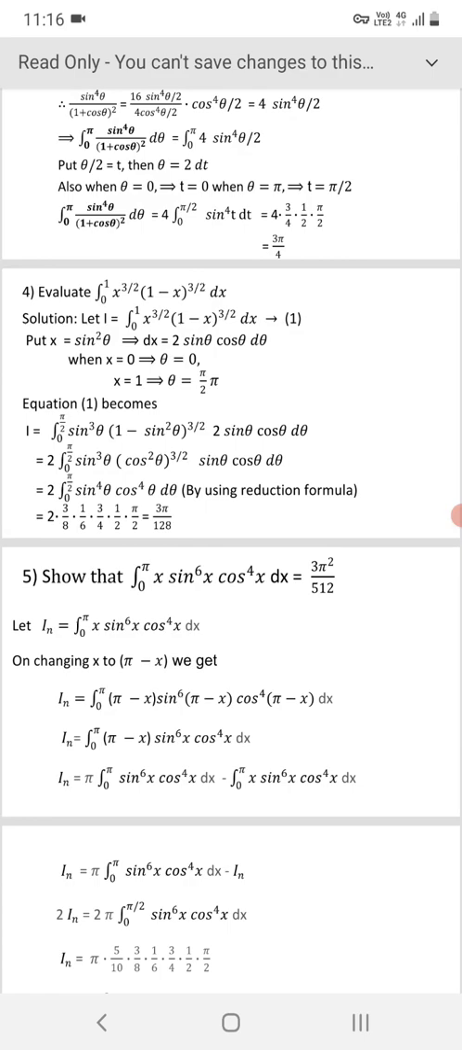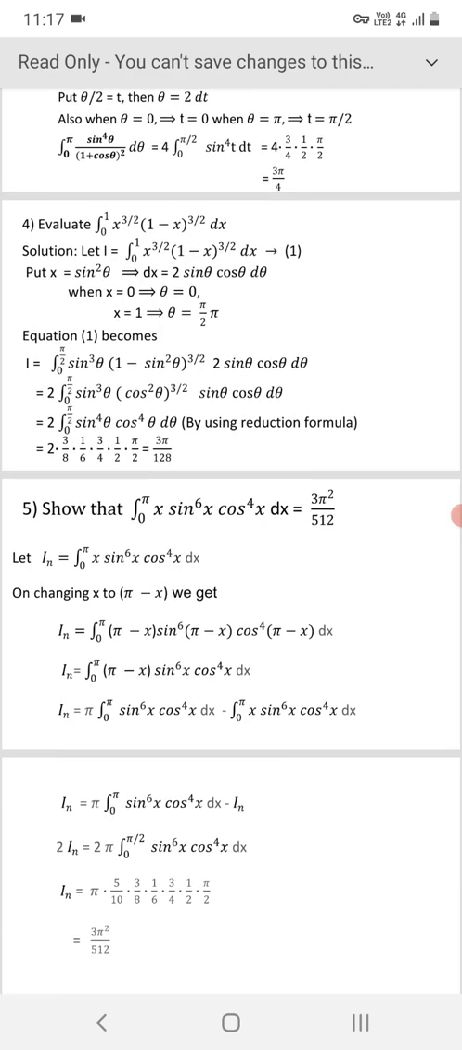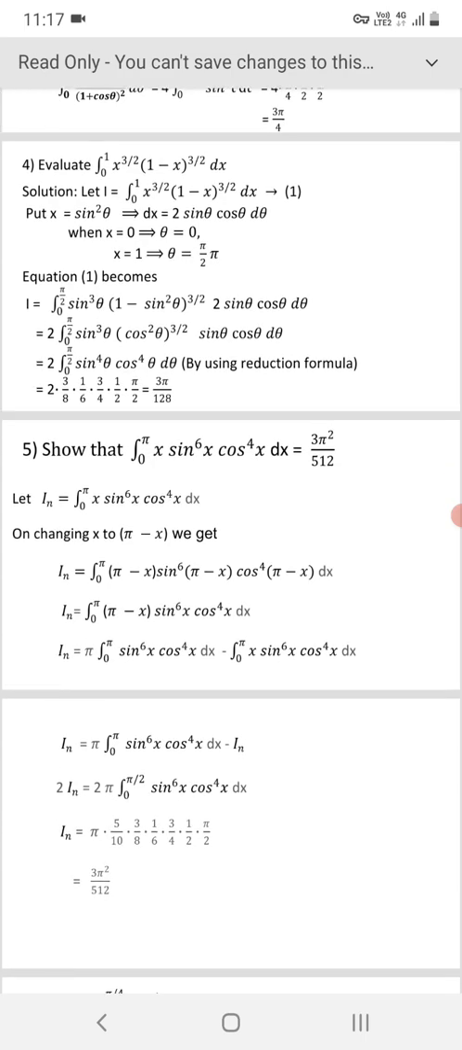Now by using the reduction formula, if I apply the reduction formula for integration 0 to pi by 2 sin power mx into cos power nx into dx, on the basis the value of this integration becomes 3 pi by 128. And one more, show that integration 0 to pi x sin power 6 x cos power 4 x into dx equals 3 pi square by 512.